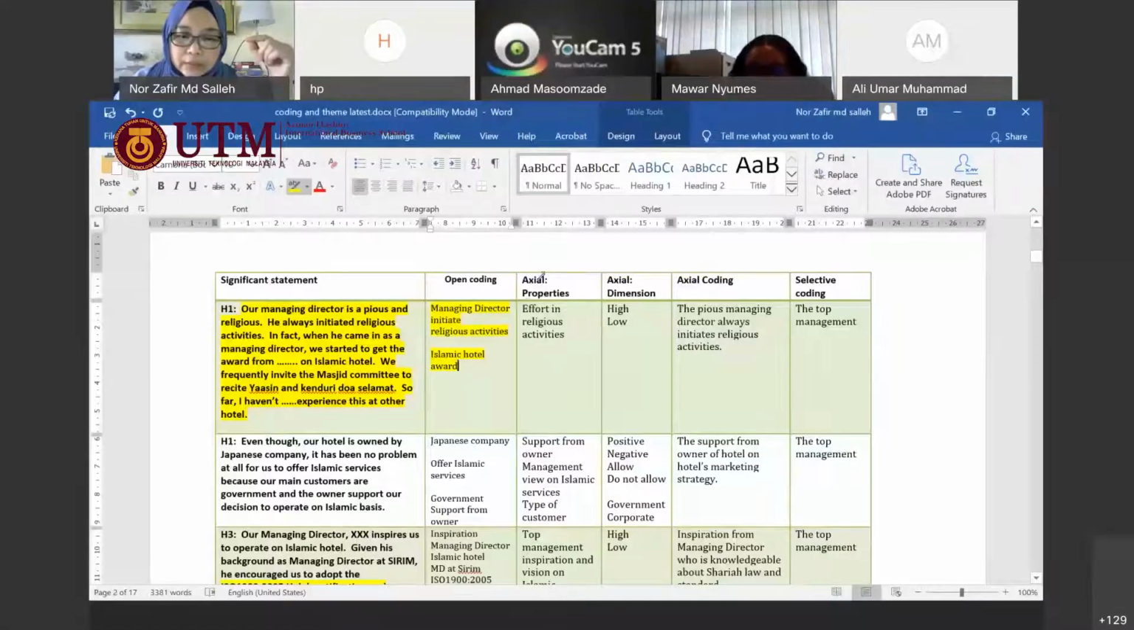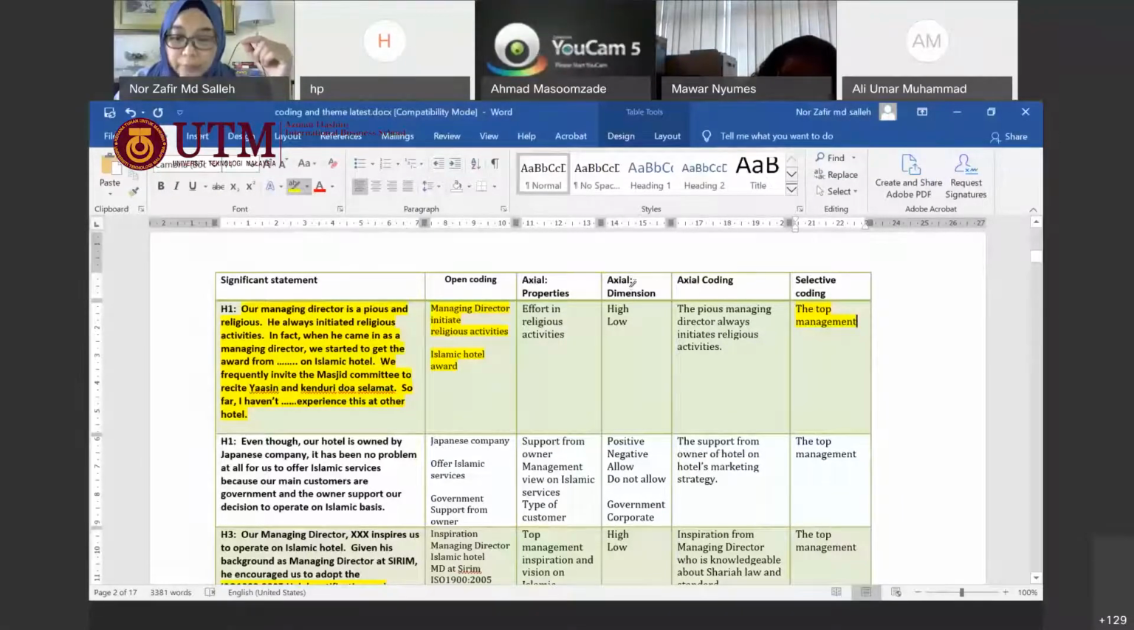So this is my axial coding, the properties: efforts in religious activities. These are the attributes for one selective code, the top management. So what are the attributes of this top management? Efforts in religious activities, support from owner, management view, type of customer. So these are the properties.